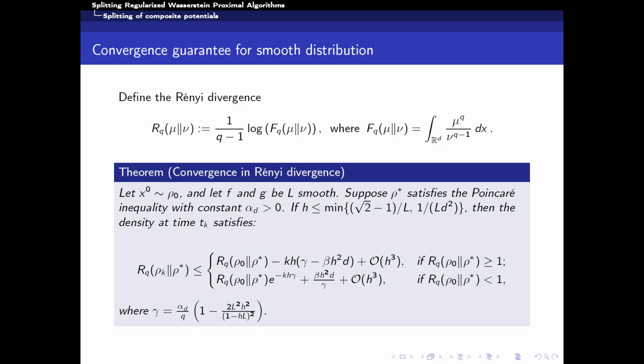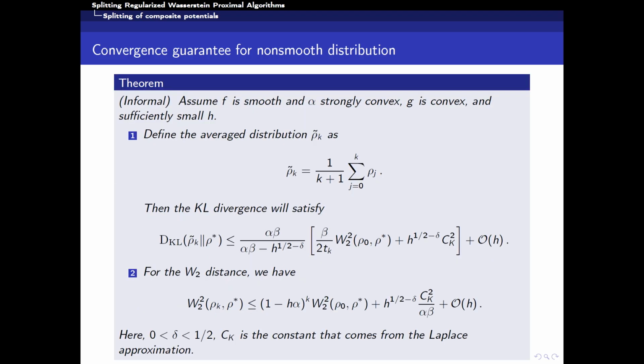For the case that we consider the Renyi divergence between the target density and the density we generated, we have exponential convergence. The reason that we consider the Renyi divergence rather than the KL divergence is that KL divergence can only capture the tail effect of something like x squared, but the Renyi divergence can capture the tail behavior of x to the power 1. Here, we just assume that we have a Poincare inequality for the target density. So this is for the smooth case. And for the convergence guarantee for the non-smooth case, the thing is a little bit tricky.